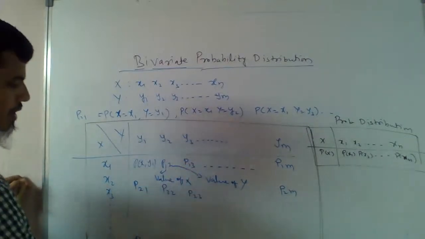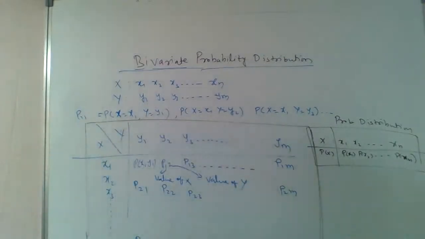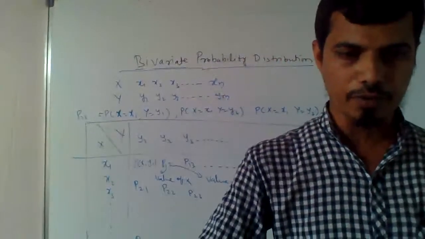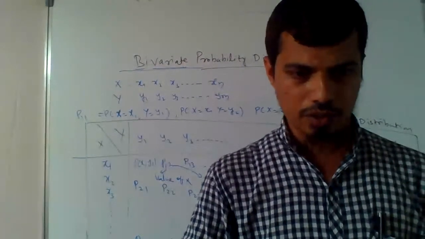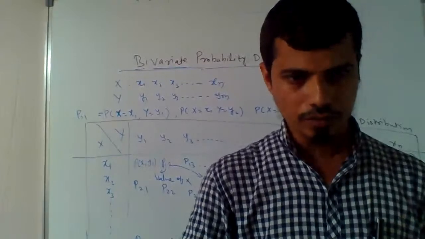So these are your probabilities, and these are the values of the random variables. Such a table is known as a bivariate probability distribution. Now we'll consider one example so that you can easily understand how to prepare this bivariate probability distribution.